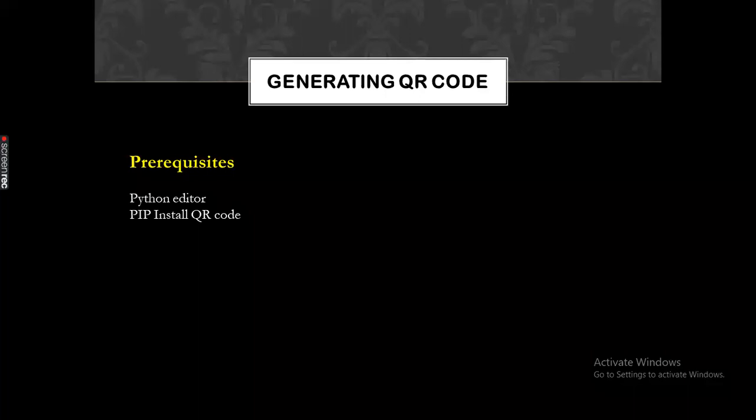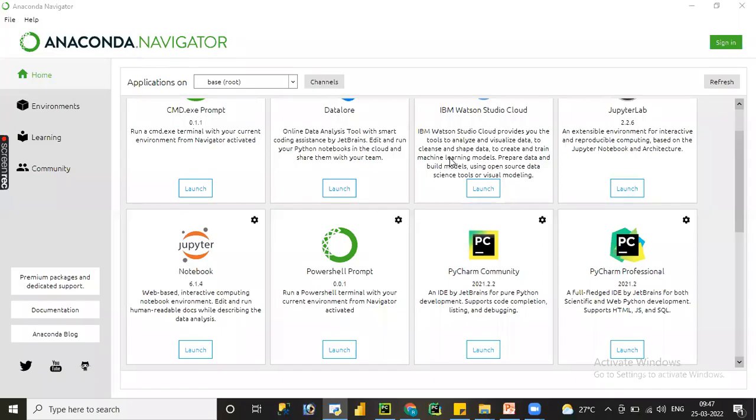So let's get started. Let me open Anaconda Navigator. Now we are in Anaconda Navigator. Please try to download Anaconda Navigator and install it on your machine. Once you install it, this is the home page. So we are on the Anaconda Navigator homepage.